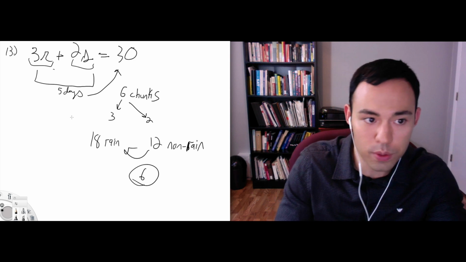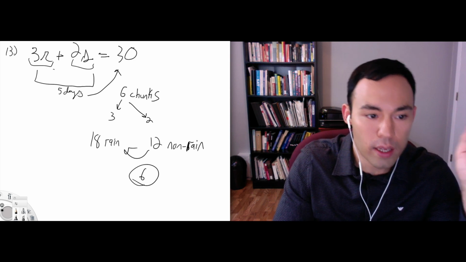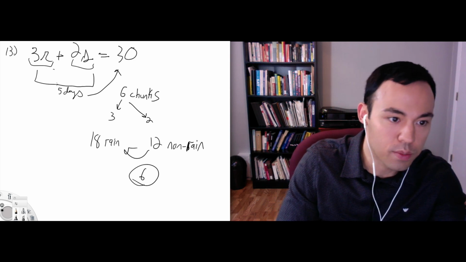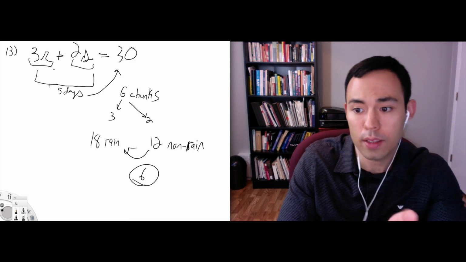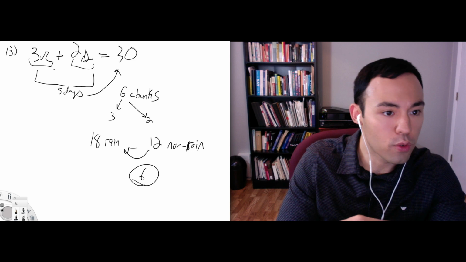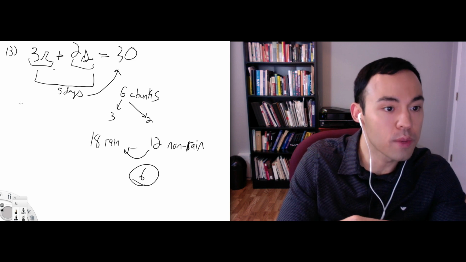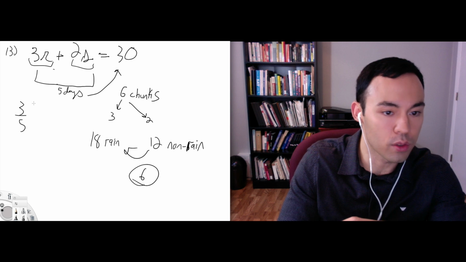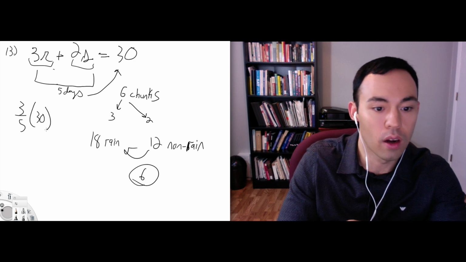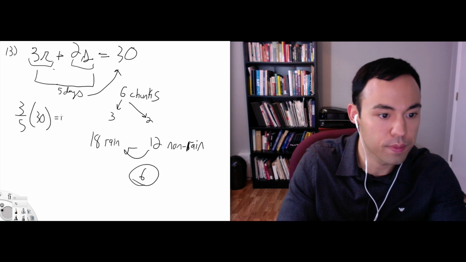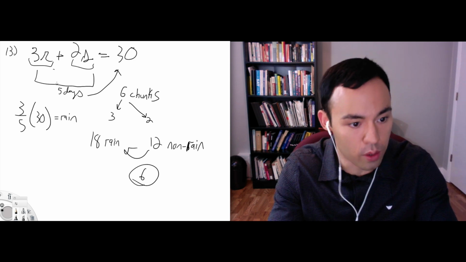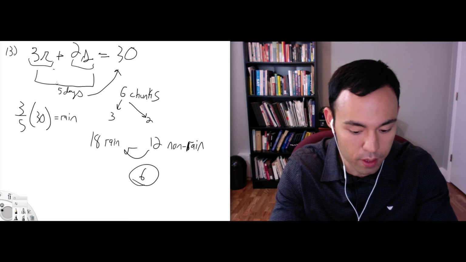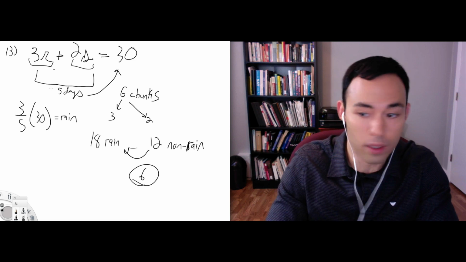Now, there's another way of doing this. If you don't like this idea of breaking it down into chunks like I did just now, you can turn it into a fraction. You could say this means that 3/5 of the total number of days, which is 30, are going to be rainy. Then you can go right to your calculator, 3/5 times 30, and indeed you'll get 18.